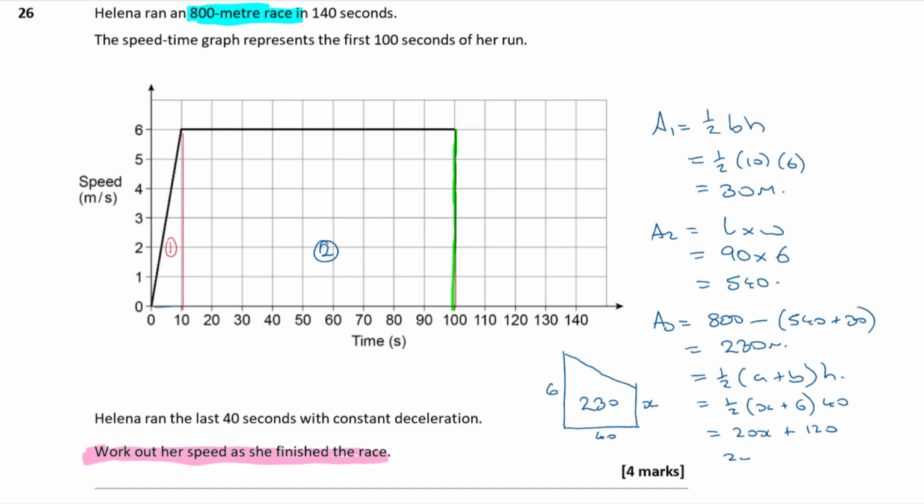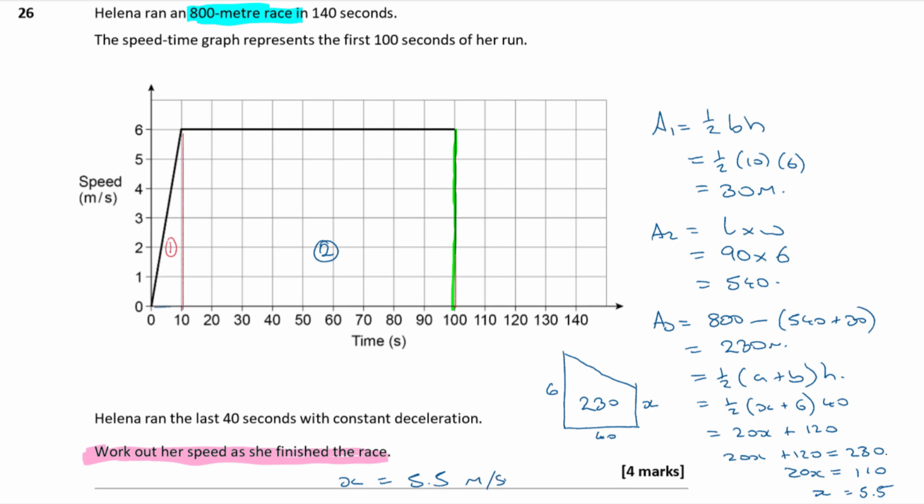So if 20x plus 120 is equal to 230, taking 120 away from both sides means 20x equals 110. So then x is going to be 110 divided by 20. 110 divided by 20, that's 5.5, isn't it? Okay, so x is 5.5. So she's going to be finishing the race at x equals 5.5 meters per second.